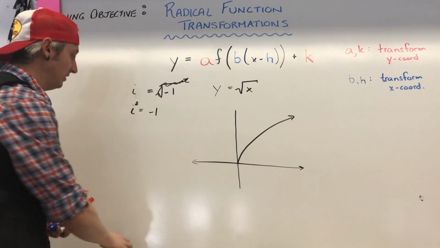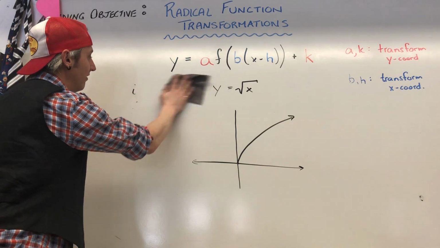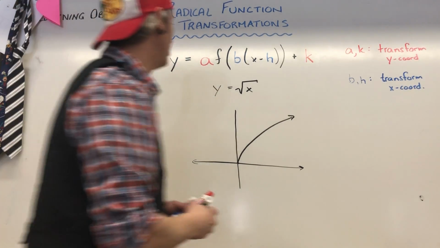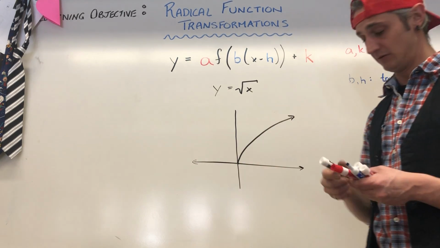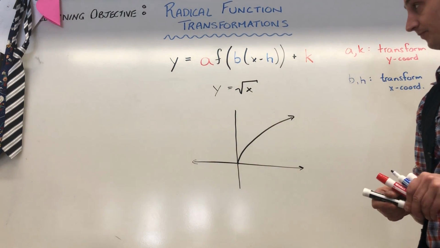This is not something we need to know, but we just need to know that we cannot have the square root of a negative number. And that's why, as soon as x becomes negative, this function quits working.